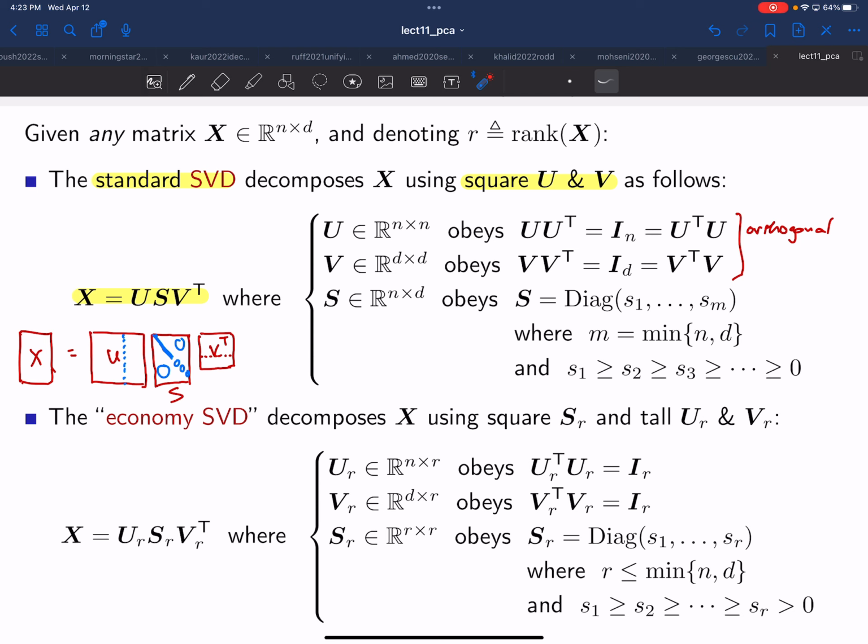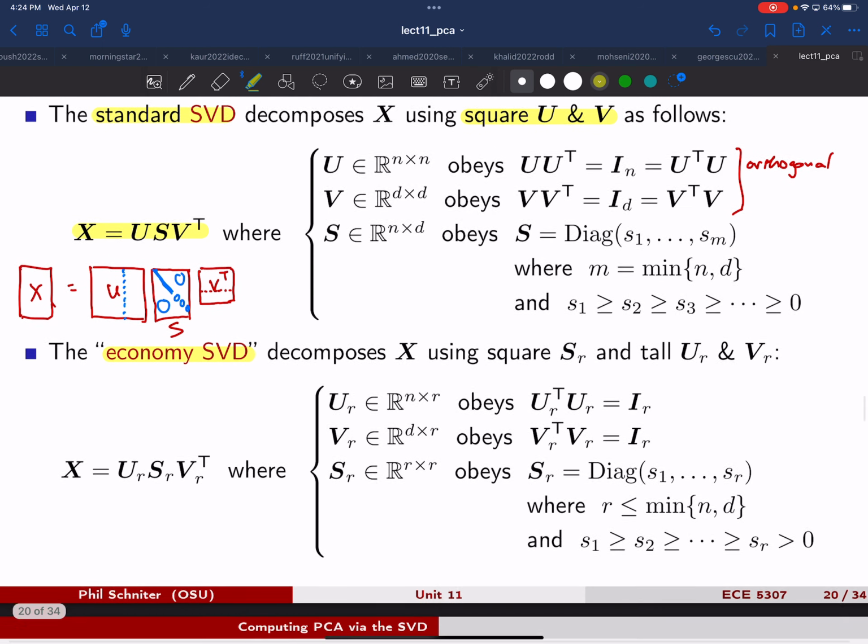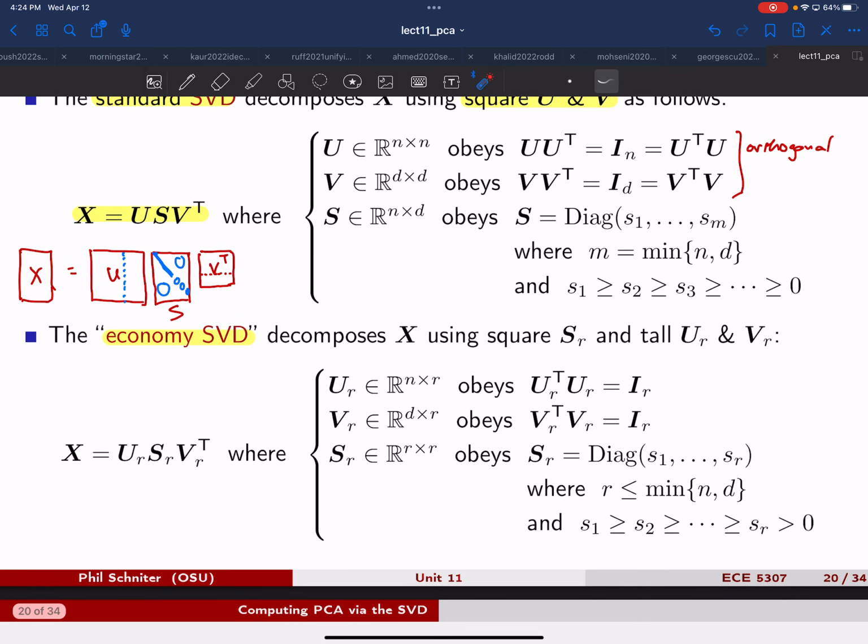So as a result, when you compute the standard SVD, and you have a matrix that maybe is very tall or very wide, it ends up computing many, many things that are perhaps not useful to you. So there's a shortcut. It's called the economy SVD. The economy SVD basically is doing this, but it's computing only the part of U that matters, and only the part of V that matters, and only the part of S that matters.